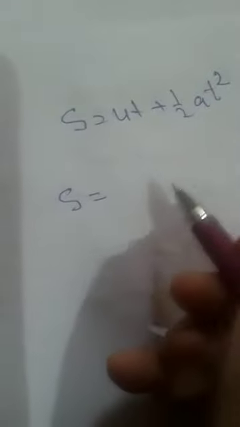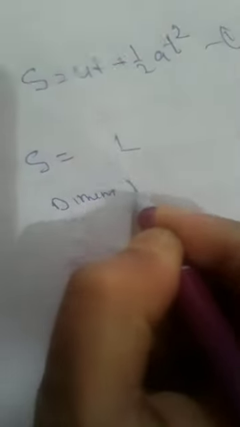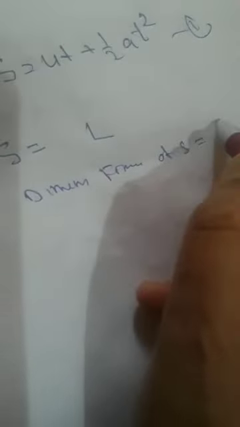First of all, name this equation first. Dimension of s is distance, its dimension is simply length. That means the dimensional formula of s is equal to M0 L1 T0.